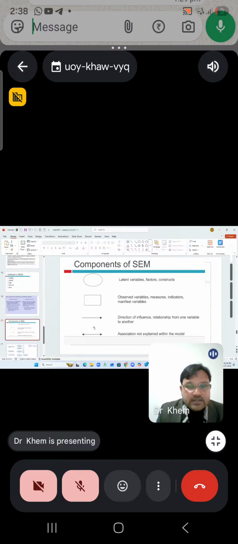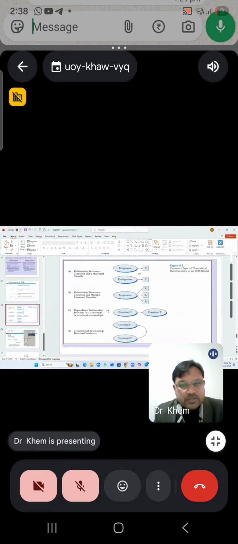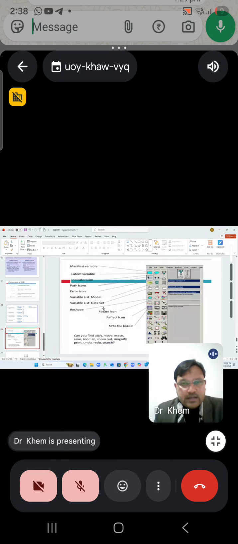So keep in mind all these arrows. Let's suppose first we do this thing, then we will move towards the next part. The relationship between construct and measured variable is this way: a single arrow. This is the independent variable, this is your construct, and these are the relationships between the construct and multiple variables. These are the manifest variables.